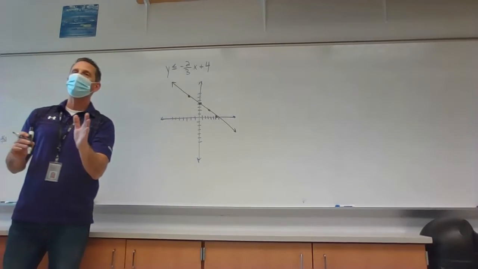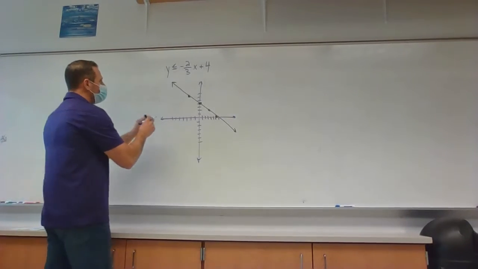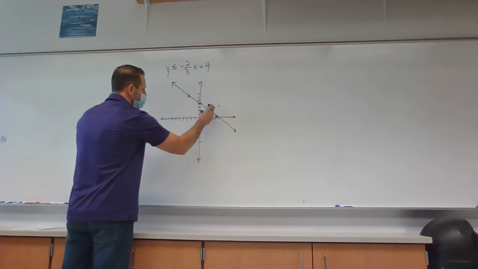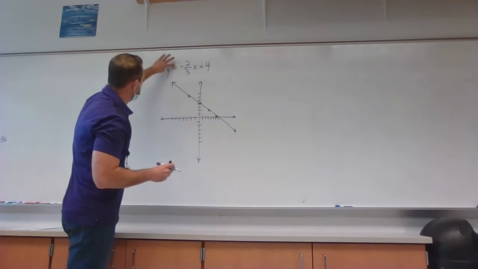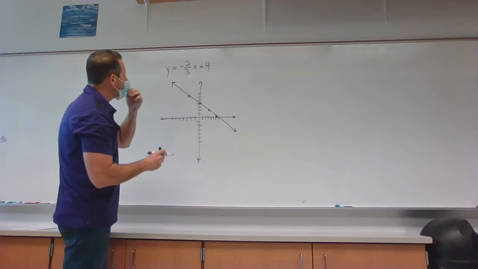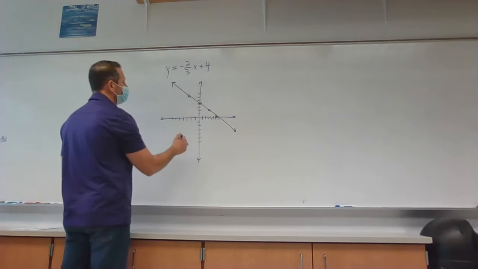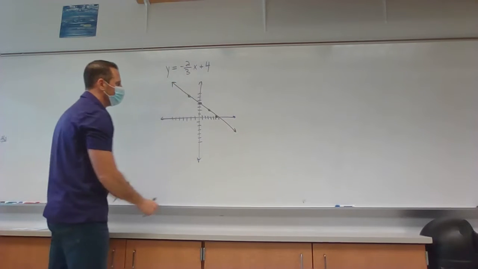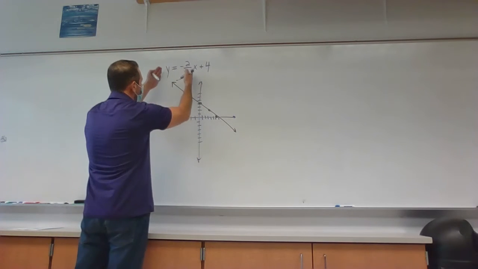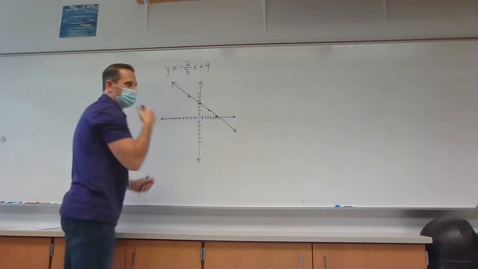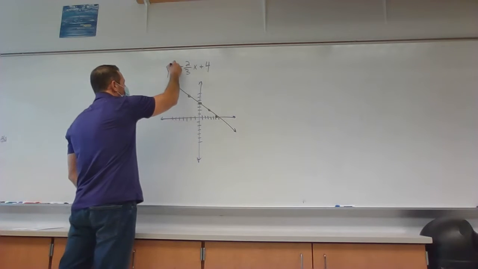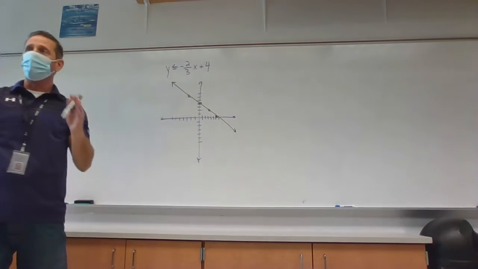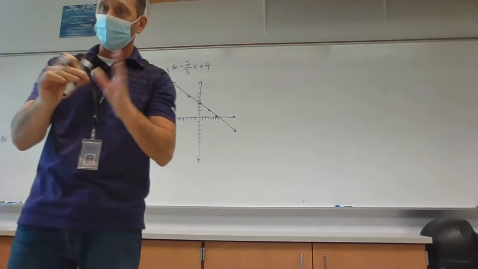When this is an equation, every single point on this line makes the statement true. If we were to plug in the point (3, 2), 3 for x, 2 for y, it makes it a true statement. If we were to plug in the point (0, 4), it makes the statement true. But now when it's an inequality, there's many more points that make this statement true.